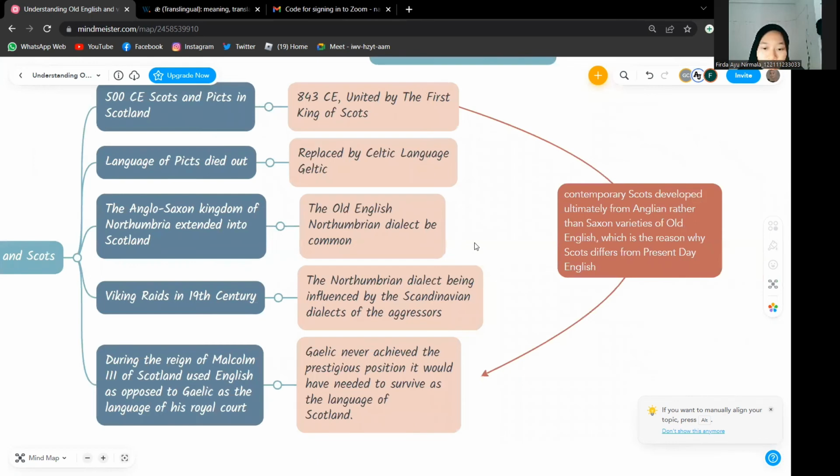In summary, the Old English language became the language of Scotland, and contemporary Scots developed ultimately from Anglian rather than Saxon varieties of Old English, which is the reason why Scots differs from the present day.